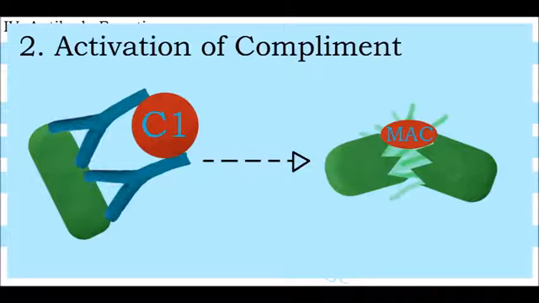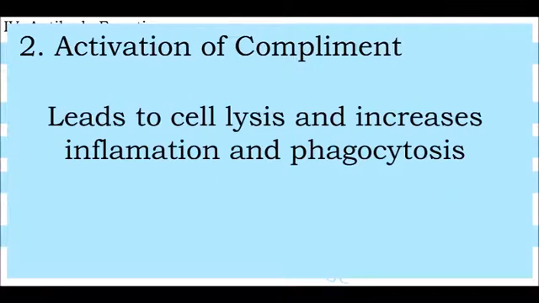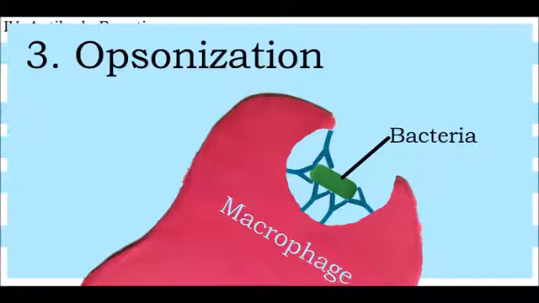Number 2, activation of complement. Leads to cell lysis and increases inflammation and phagocytosis. Number 3, opsonization. Coating antigen with antibody enhances phagocytosis.